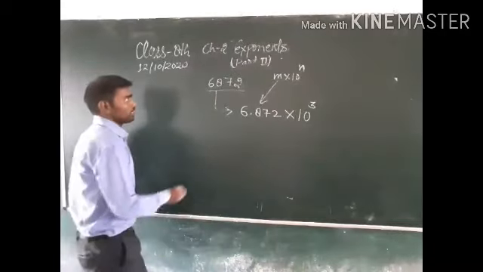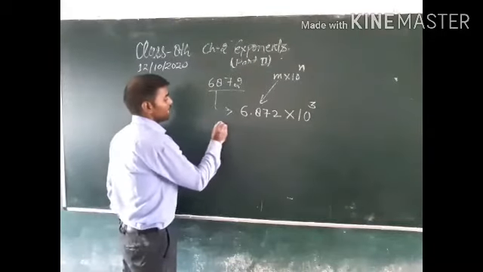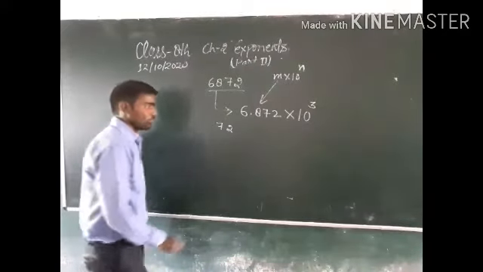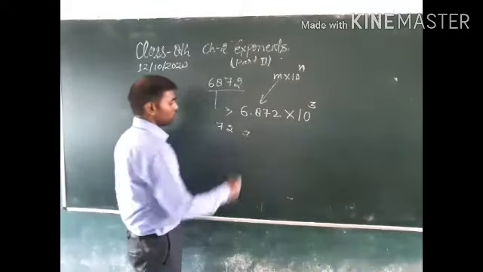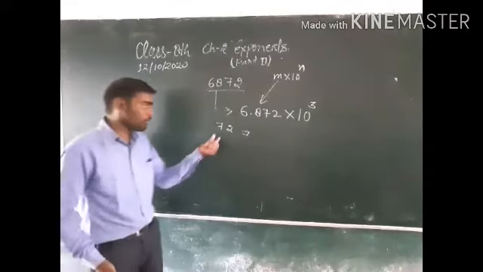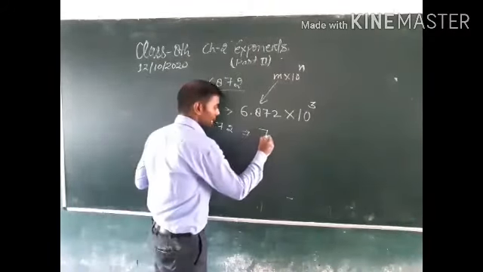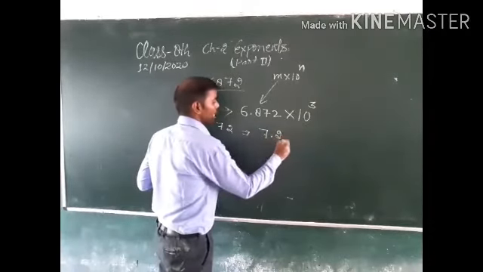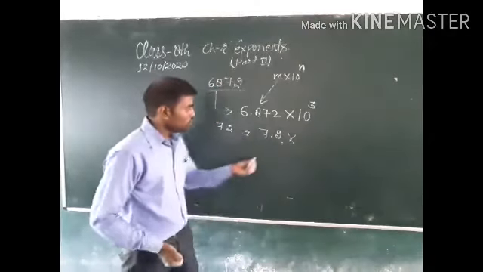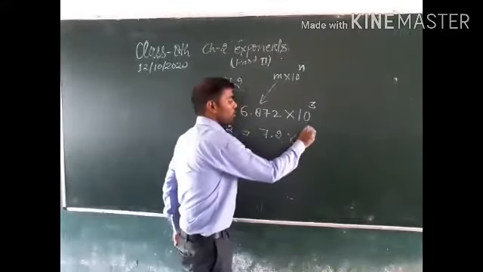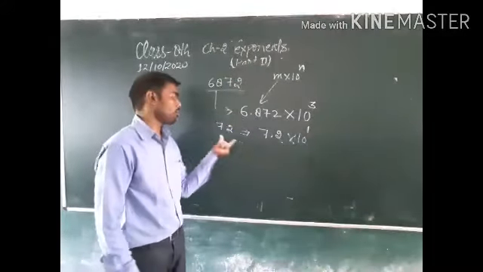Now we take another example: 72. It means this is 72. We write this number in standard form. First of all, with the point it is 7.2, into, this is 1 place, it means 10 to the power 1. This is the standard form of this given number.